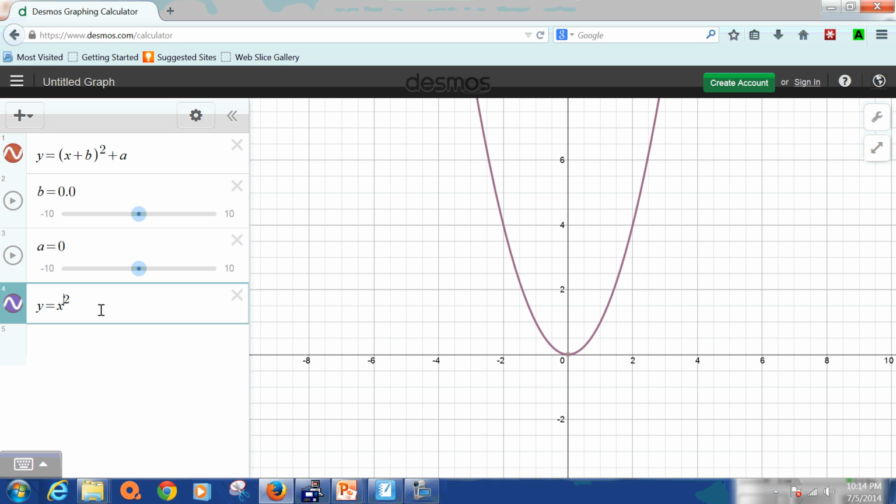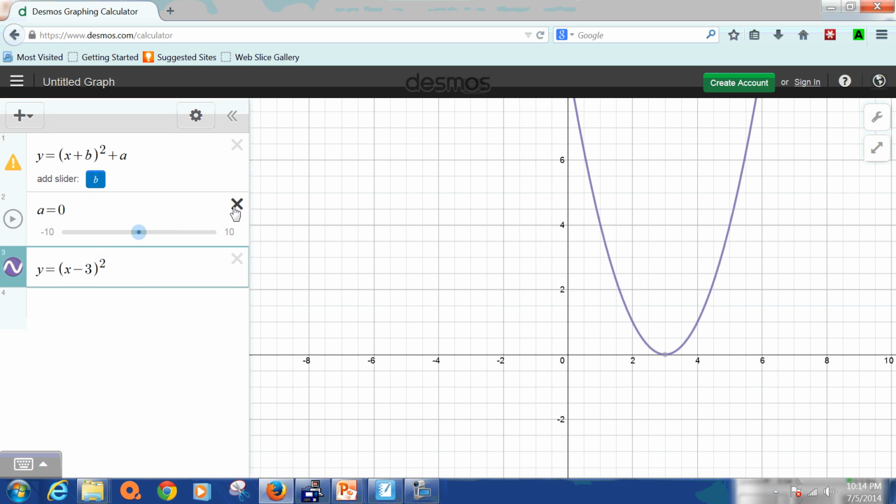If I were to plug something on the inside, it is going to move to the opposite of what you would think. So now I got x minus 3, that quantity squared. So this b value in here, if you will, and I'll get rid of this for right now.